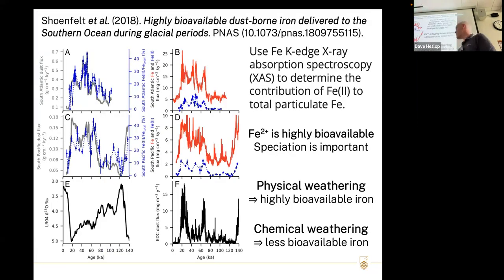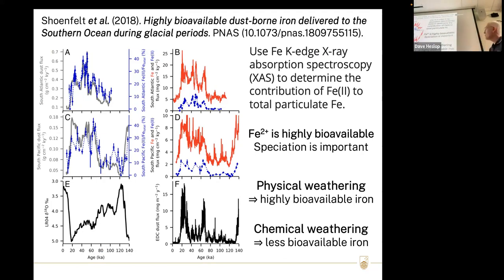And there's this interesting paper by Schoenfeld in 2018, where they were reconstructing dust flux from marine sediment cores in the South Atlantic and South Pacific. They reconstructed dust flux. They also reconstructed total iron based on X-ray fluorescence measurements, and quantified the amount of iron 2 as well. So they come up with this ratio of iron to iron 2.